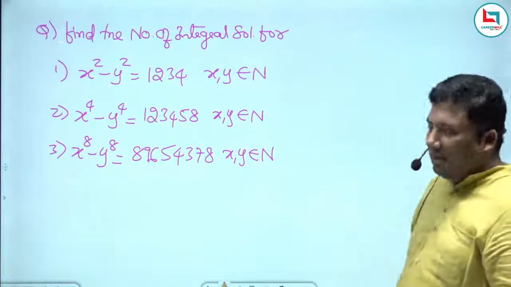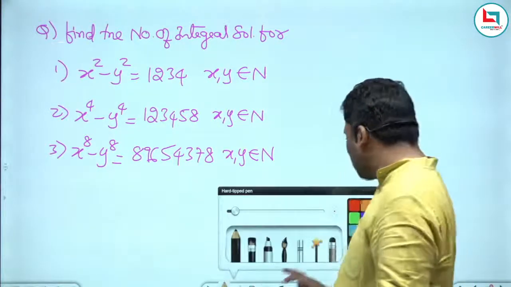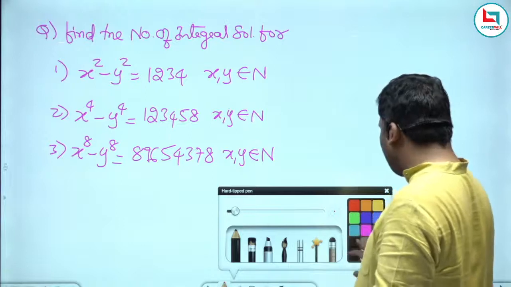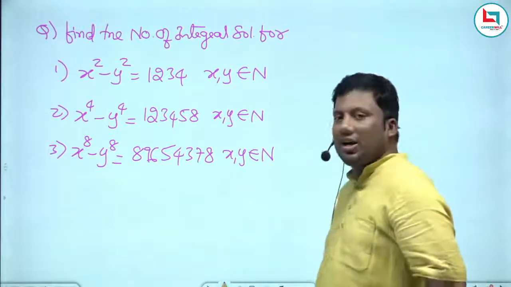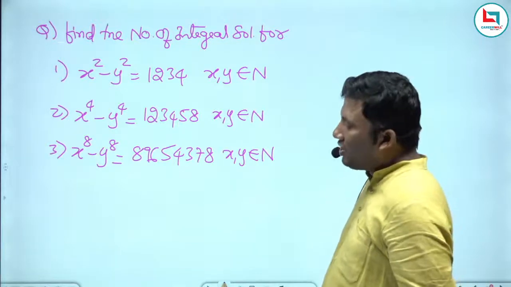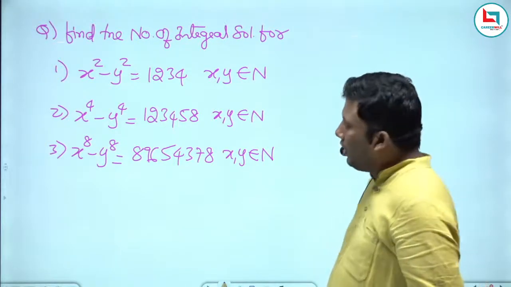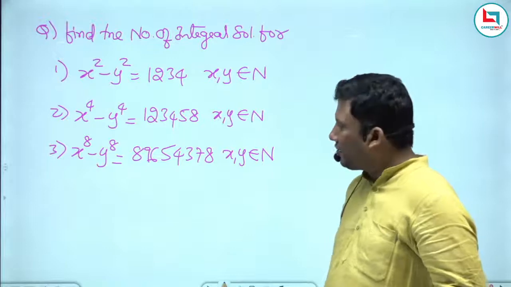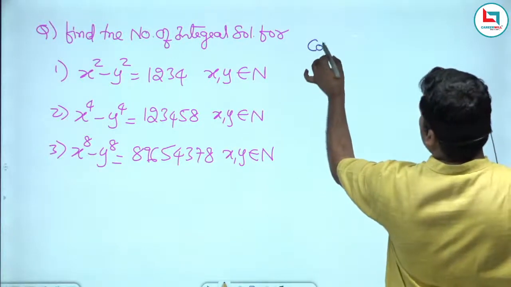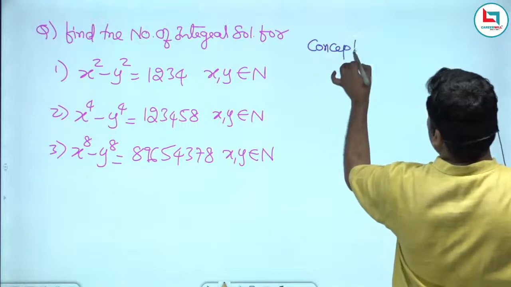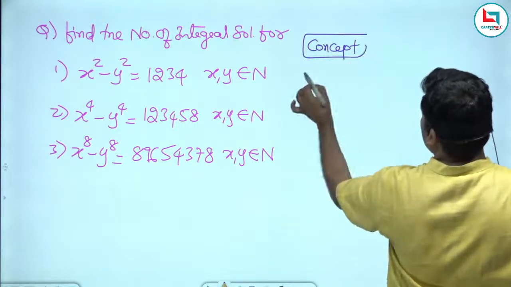Find the number of integral solutions for x square minus y square equivalent to 1234, x, y are natural numbers. x power 4 minus y power 4 is equivalent to 12358, x, y are natural numbers. Now concept. Once you understand the concept, all these tough questions, you can solve it very easily.